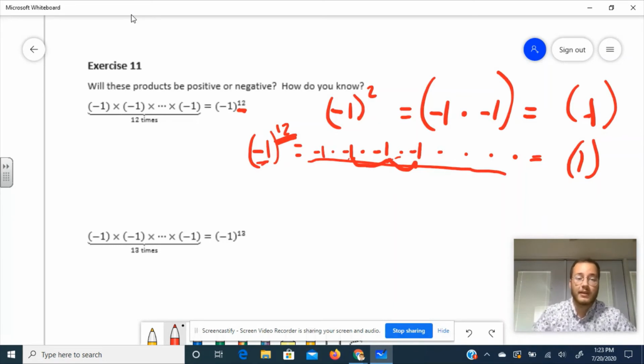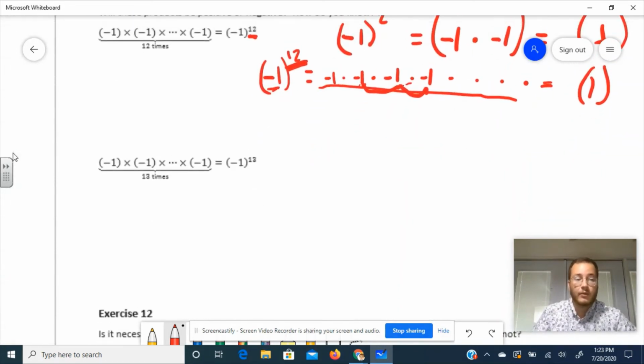That's the same thing that happens down here. When you have -1 times -1, a total of 13 times, then I have negative 1 to the 13th power. Now let's break that down to a smaller number as well. 13 is an odd number, so let's do negative 1 to a smaller odd number of 3, to the third power. That looks the same as negative 1 times negative 1 times negative 1.